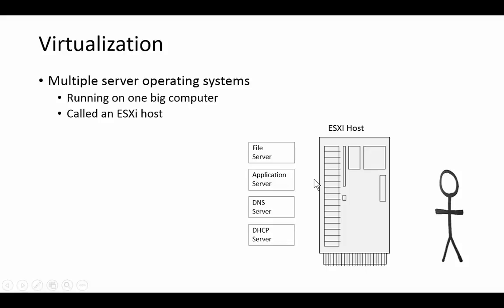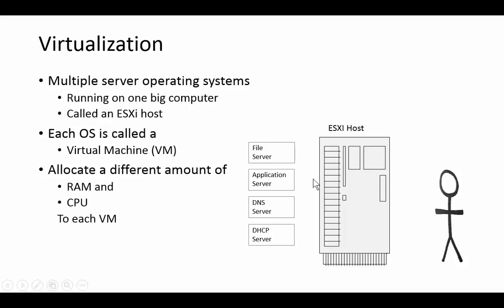With virtualization, what we do is we install multiple server operating systems on one big computer, and that computer is called an ESXi host. An ESXi host is as big as you or I. Each operating system is called a virtual machine, and each is allocated a different amount of RAM and a different amount of CPUs. The smaller servers, the DHCP and the DNS servers, might be allocated only 1 CPU each. The application server, the student registration server, and the file server might be allocated 8 CPUs each.